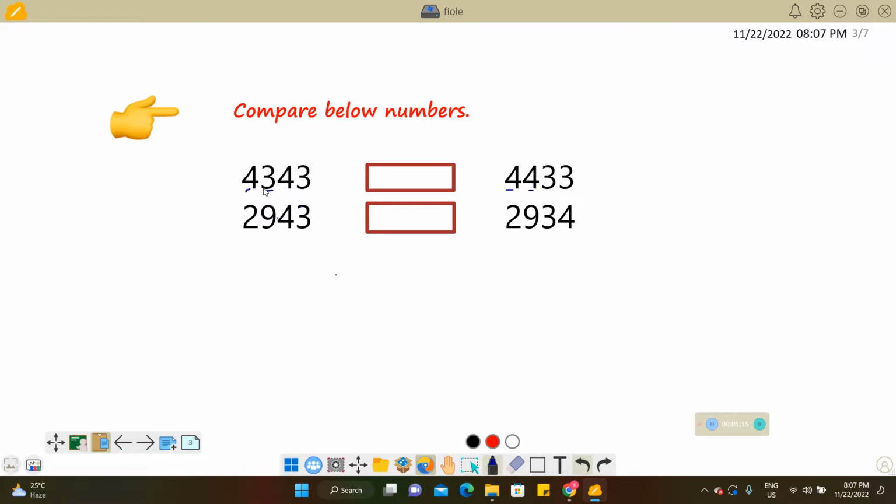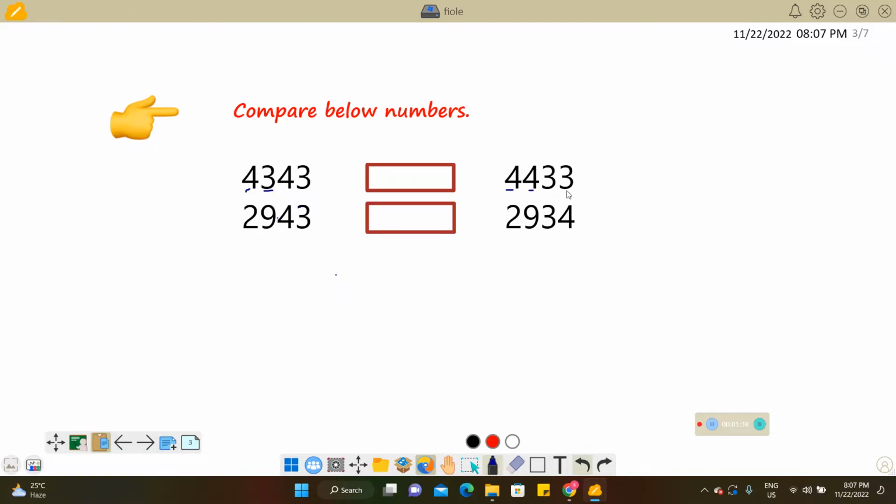So here itself we can just stop comparing the number. We can just stop moving to the next place values, because here itself we got our answer that 4343 is less than 4433. So this is how we can compare both the numbers.